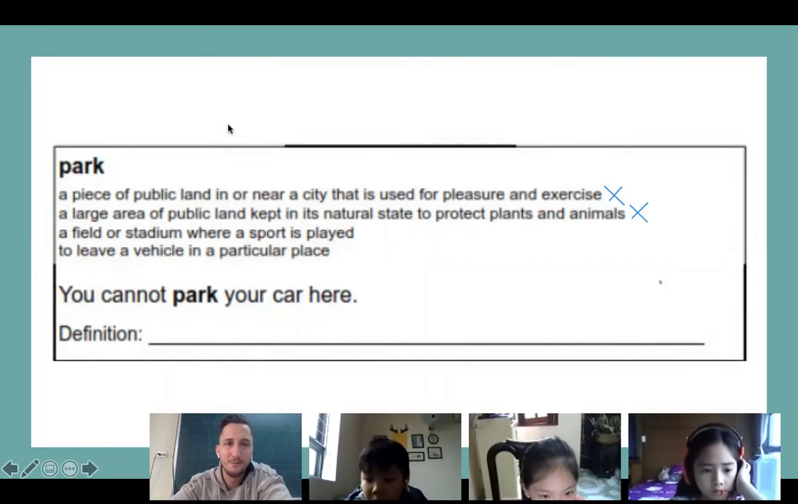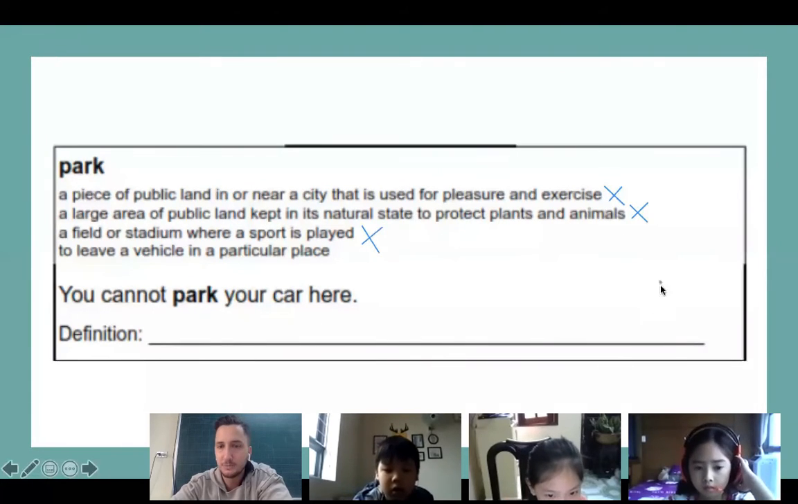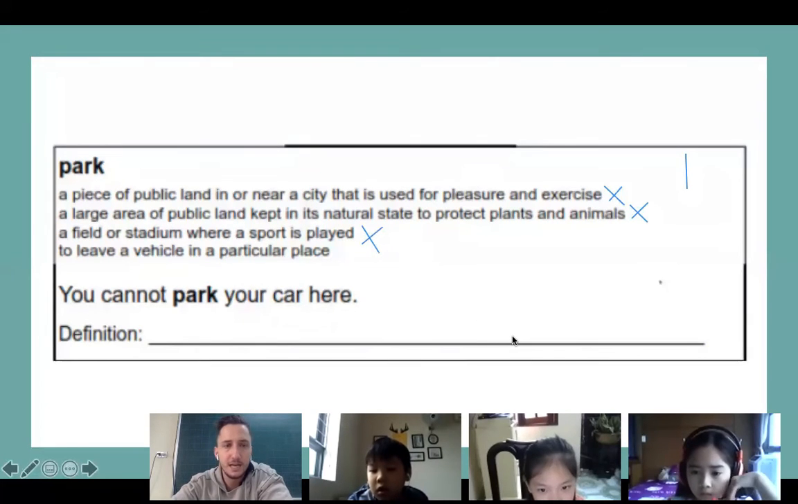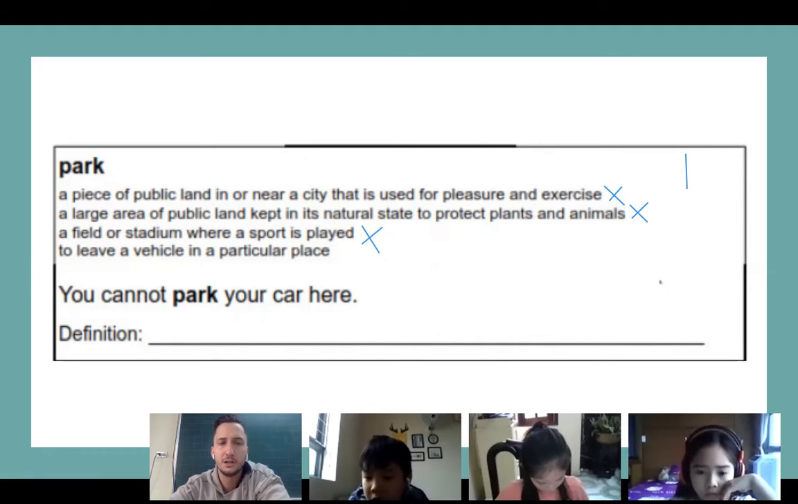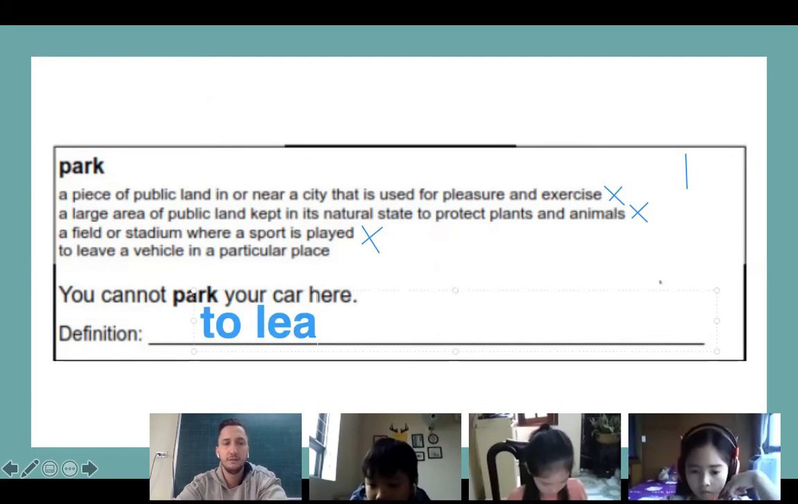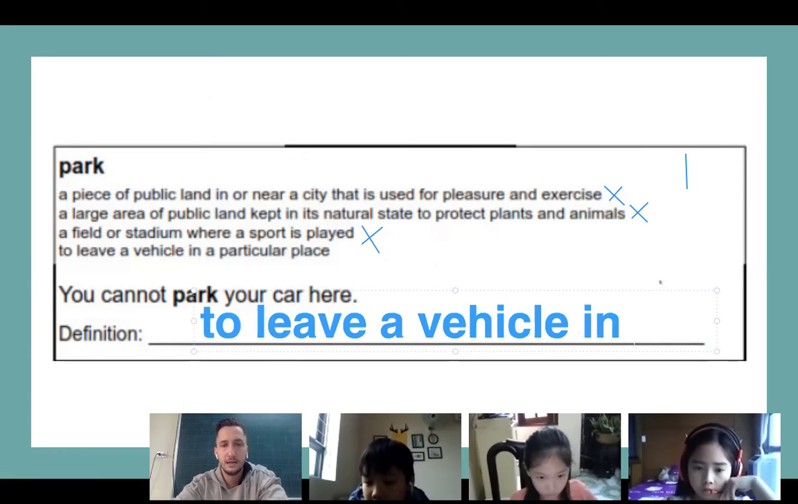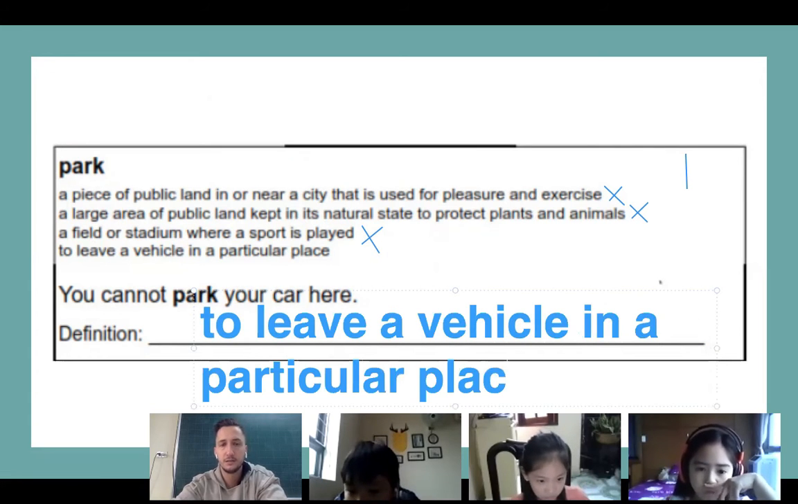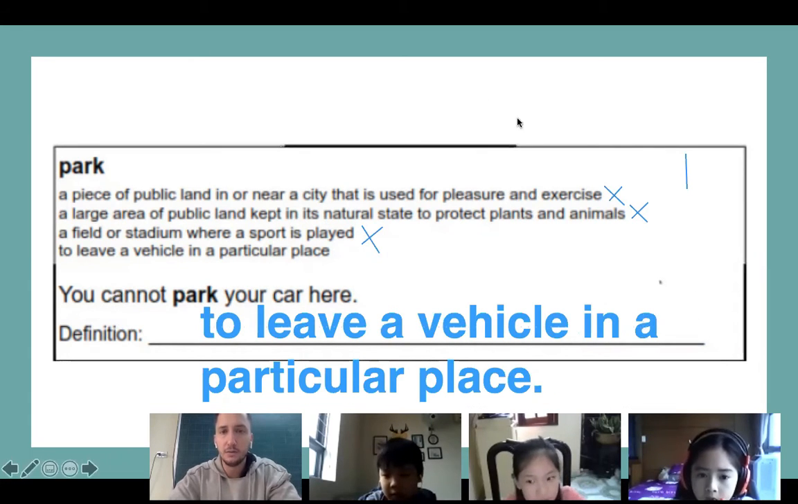So we have one more left, right? So this most likely has to be the correct one. Let's see if it is. All right, so the last definition says to leave a vehicle in a particular place. When it says you cannot park your car here, a car is a vehicle. To park a car is to leave a vehicle in a particular place. So I would say right here for my definition, it is to leave a vehicle in a particular place. Okay. All right. So we are going to move on to the next one.